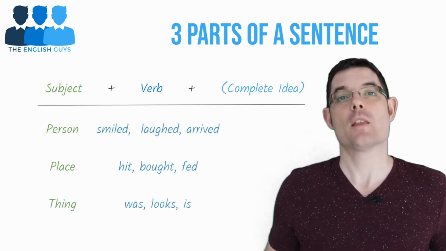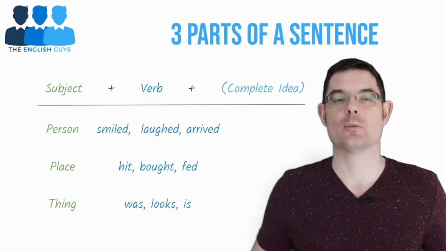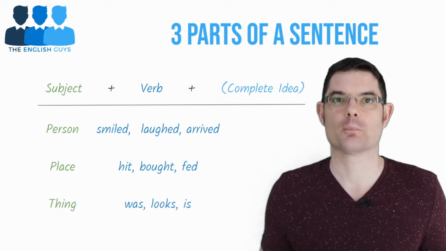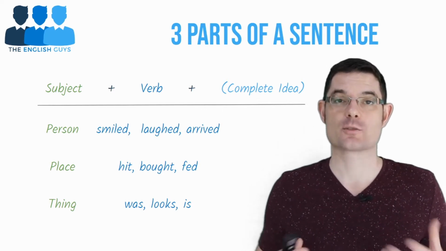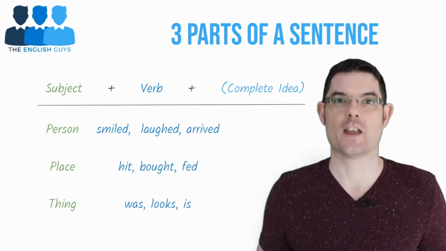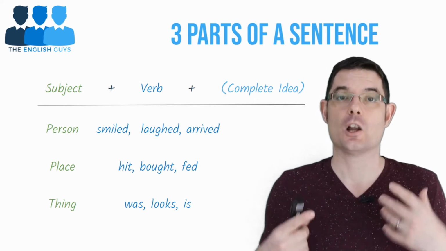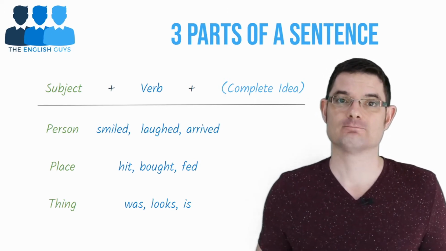The verb, there are many verbs in English, but in this video we're going to have a look at some action verbs and some linking verbs. The action verbs we're going to look at are smile, laughed and arrived, and also hit, bought and fed. And the linking verbs we're going to look at are was, looks and is.